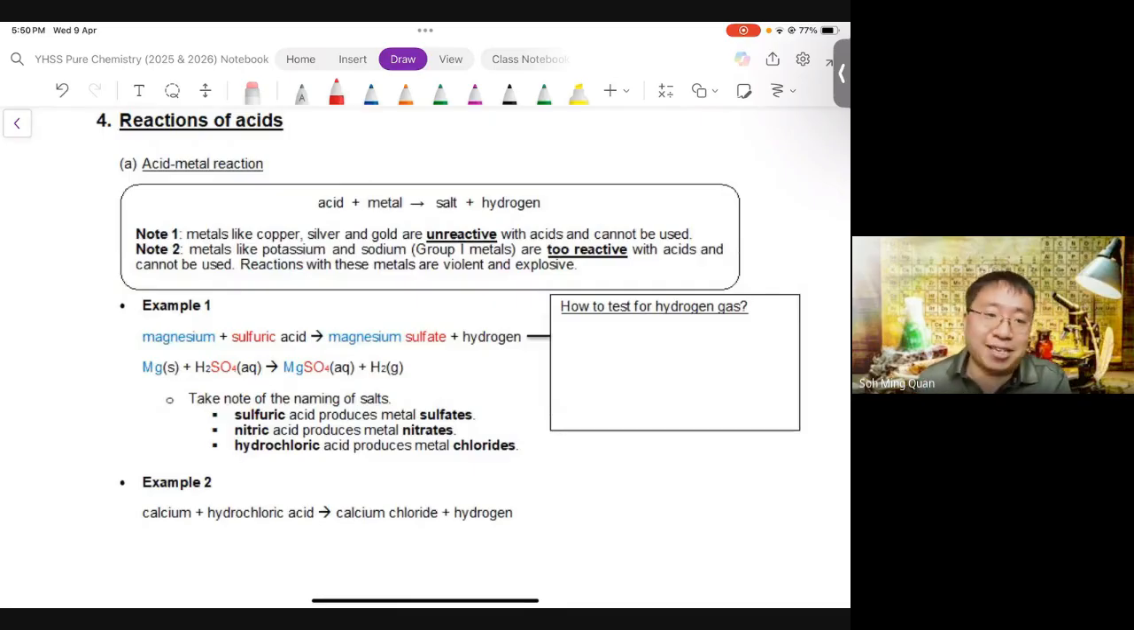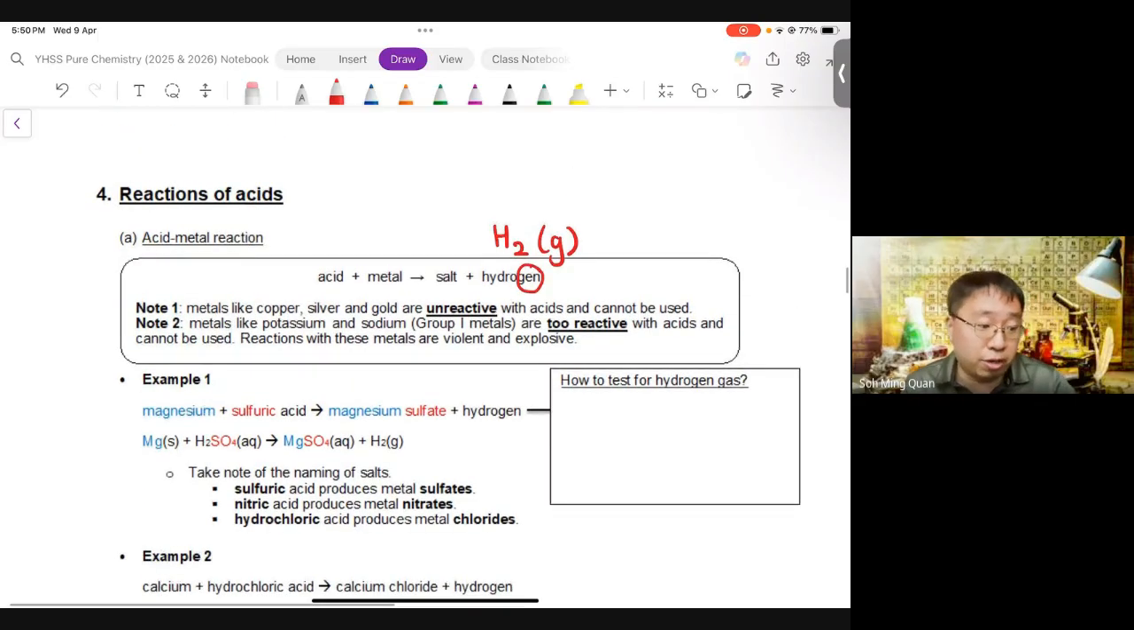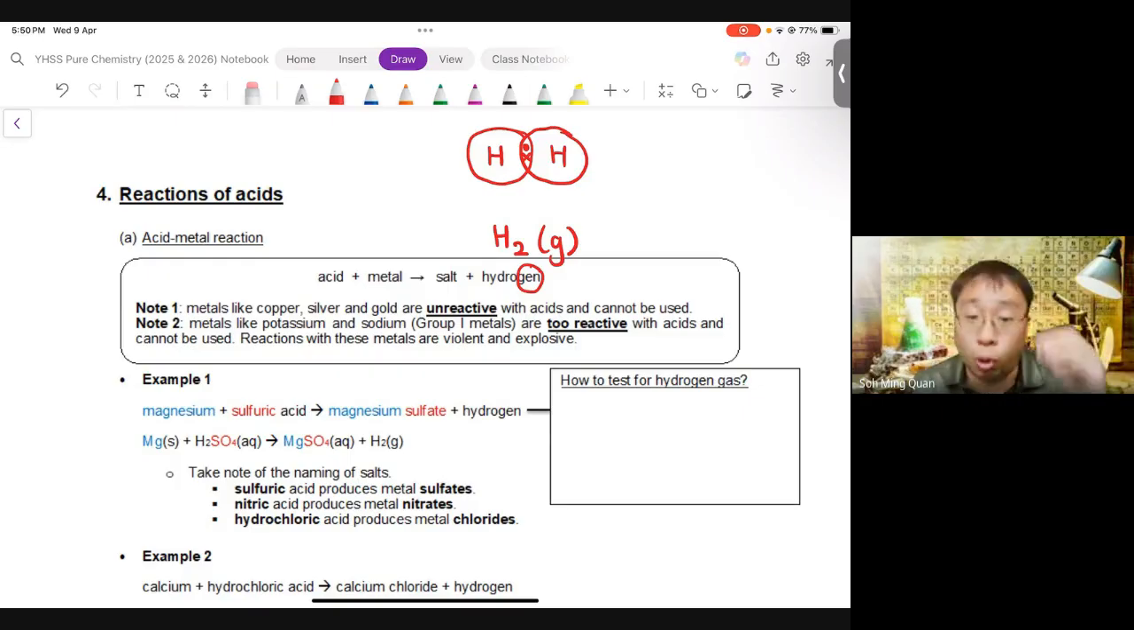Reactions of acids. So acid plus metal is the first one. Acid plus metal becomes salt and hydrogen gas. Please remember all the gens: hydrogen, oxygen, nitrogen gas. It will be H2 gas. Why H2? We have done this in covalent bonding. The hydrogen atom has one electron. It's not a fully filled outermost shell. So it will share an electron with another hydrogen atom to form the H2 covalent molecule. So hydrogen gas basically contains the covalent molecule H2.